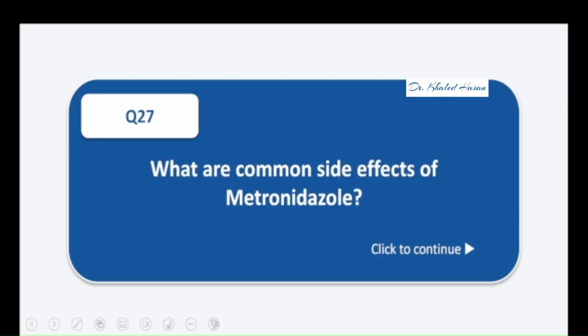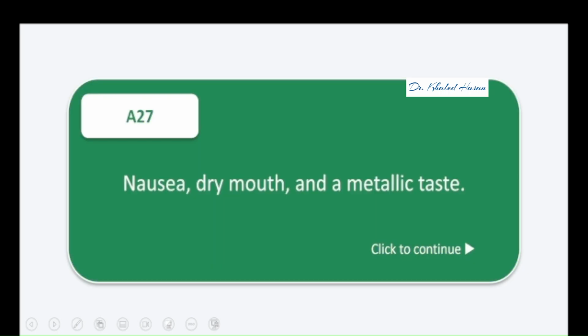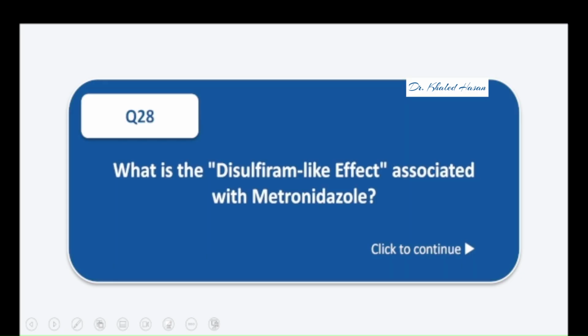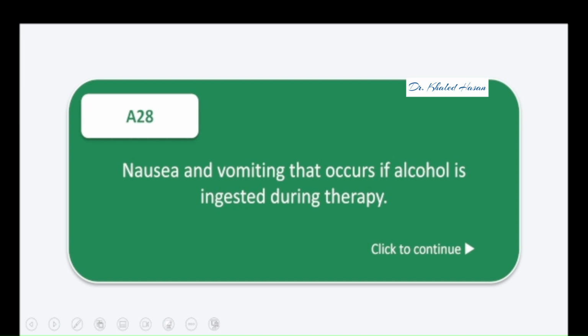What are common side effects of metronidazole? Metronidazole may cause nausea, dry mouth, and metallic taste. What is the disulfiram-like effect associated with metronidazole? Nausea and vomiting that occur if alcohol is ingested during metronidazole therapy.